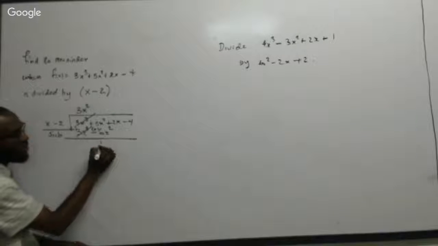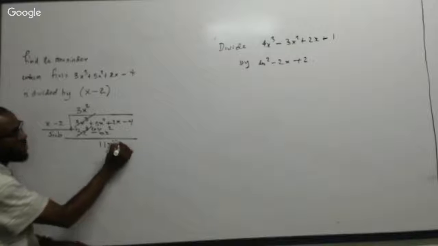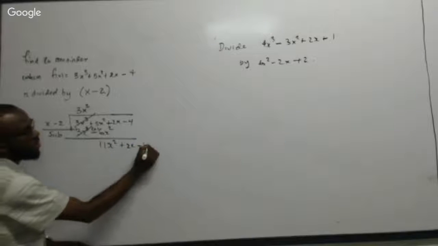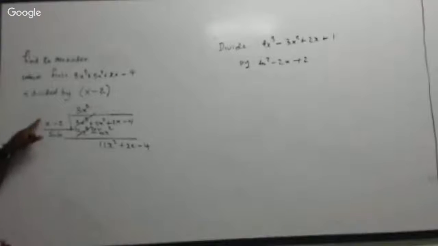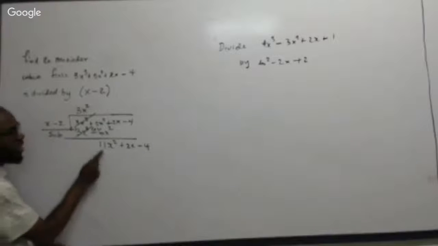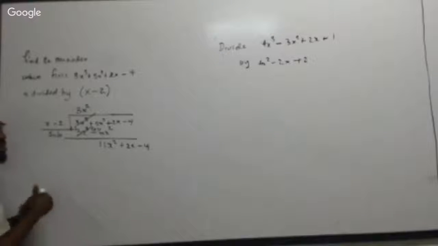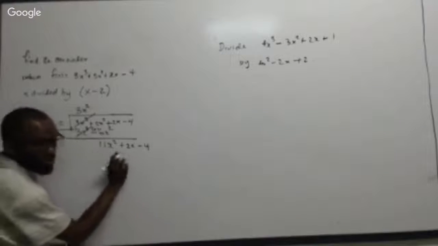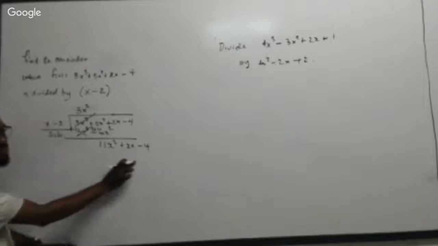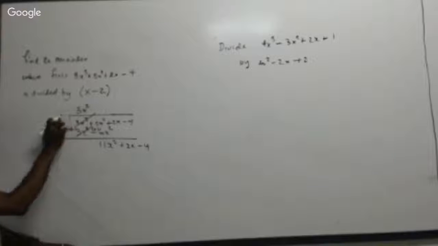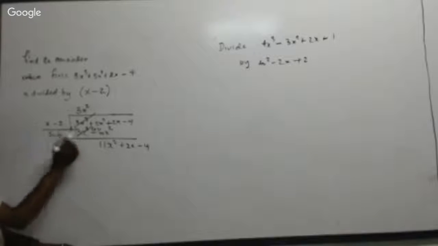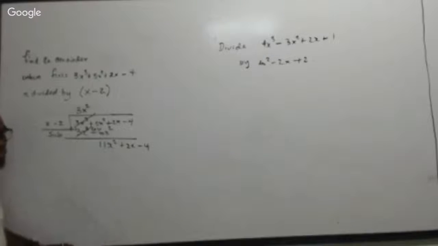5x squared plus 6x squared is a positive 11x squared. Bring down the 2x and bring down the minus 4 that I've not used. Now I repeat the process all over again, because I divide this by this again. So again, x into 11x squared. We all know that this needs to be in decreasing powers, and the highest power of the divisor goes into the highest power of the dividend.